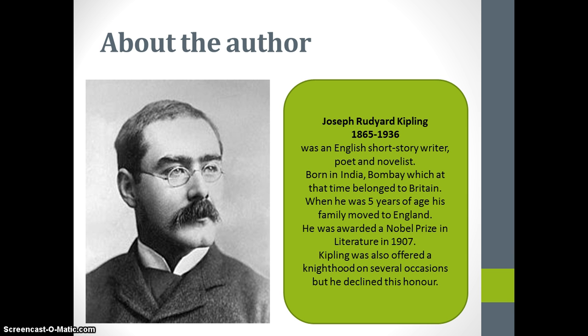So his first and actually full name was Joseph Rudyard Kipling, and we can see that he was born in 1865 and he died in 1936, just before the Second World War. He was an English short story writer, poet and novelist. And what is important is that he was actually born in India, in Bombay, which at that particular time belonged to Britain because of colonisation. When he was 5 years of age, his family moved to England, and obviously Joseph came with his family.